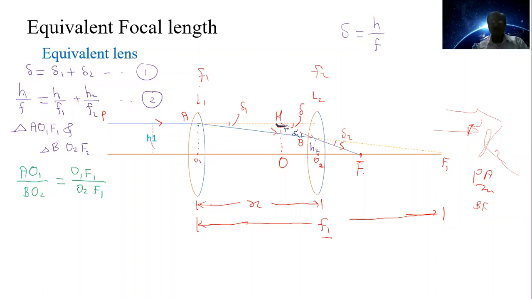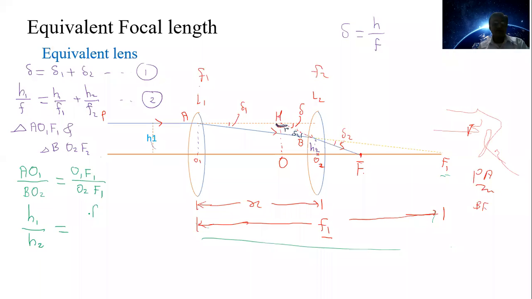AO1 means how much? AO1 is H1, that we write here: H1 upon BO2. BO2 is H2, so H2 is equal to O1F1. O1F1 is a capital F1. O1F1 is nothing but this distance F1.